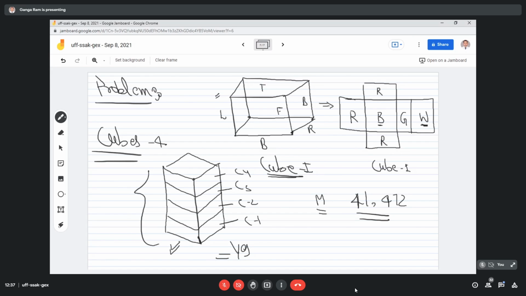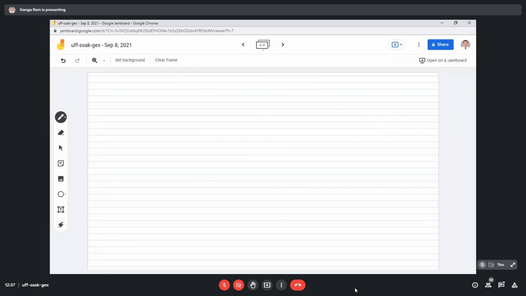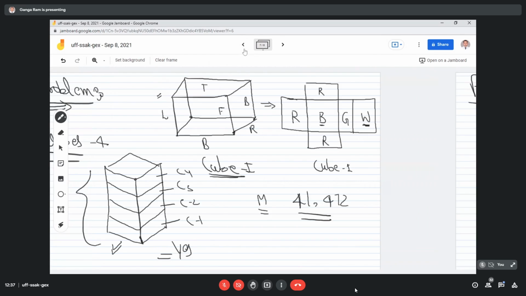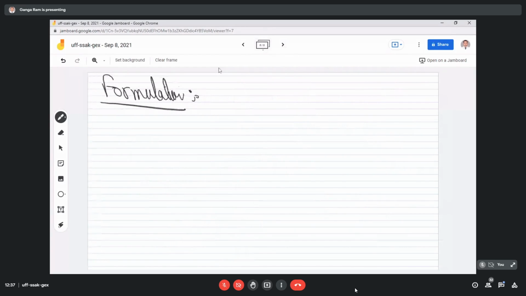The question is how we can formulate this problem into a graph theory problem. So the first step is the problem, and the second step will be the formulation. So what will we do? I'm saying that we have 4 cubes. This is one cube. Suppose I have 4 cubes, and I am making 4 cubes again.